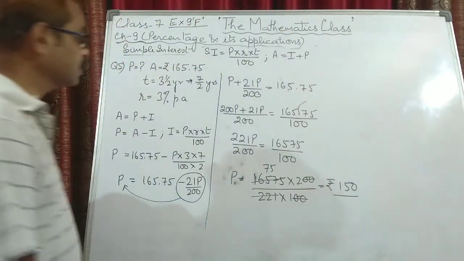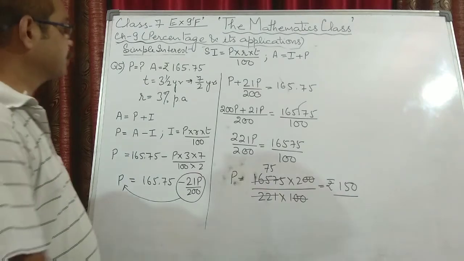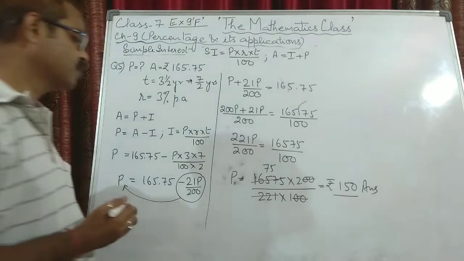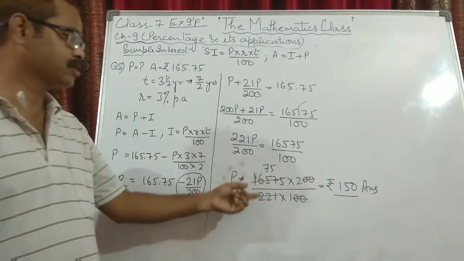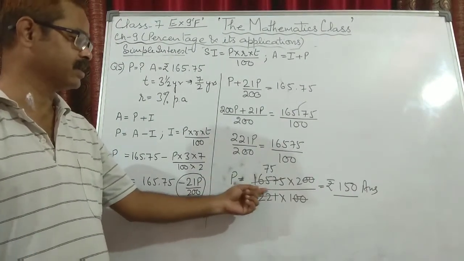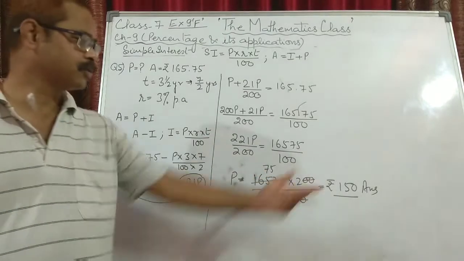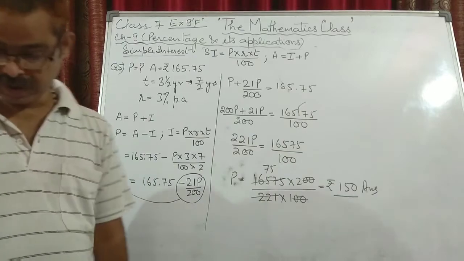So the principal was rupees 150. So that is your final value. Now we move on to the next question. Only this 221 will be dividing 16575 and finally you will get 75. So that is 75 into 2 is 150 rupees. Now we move on to the next question.